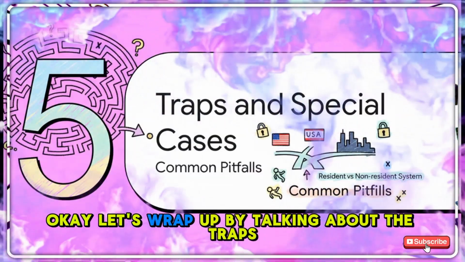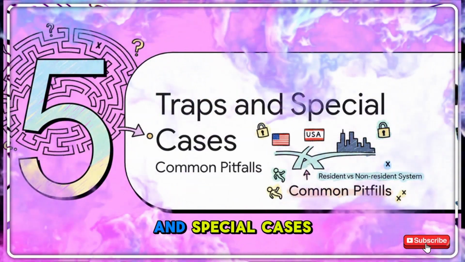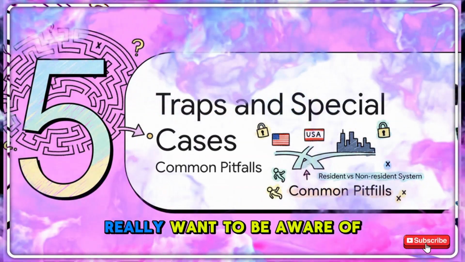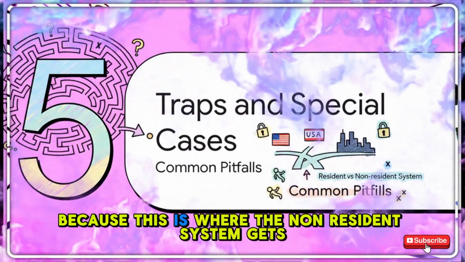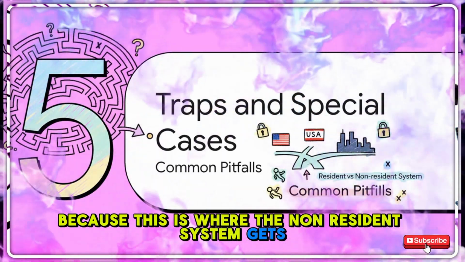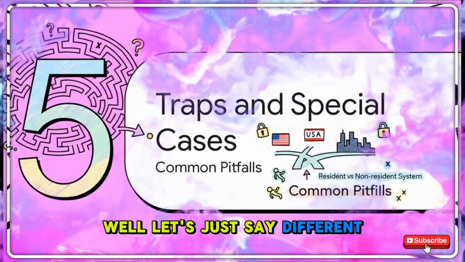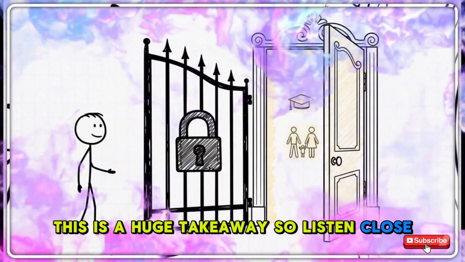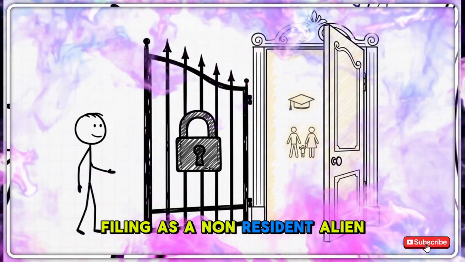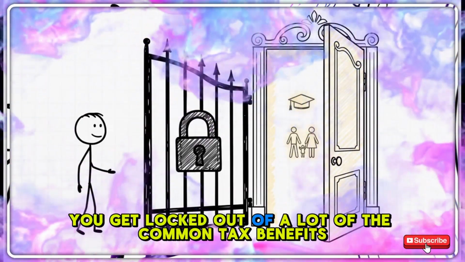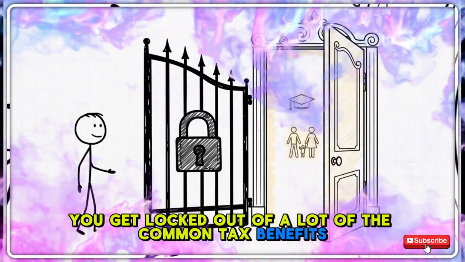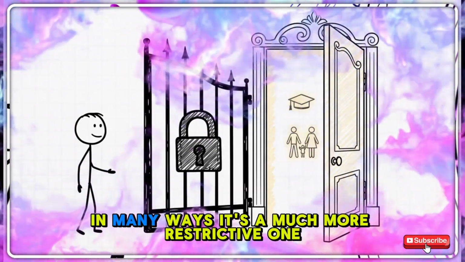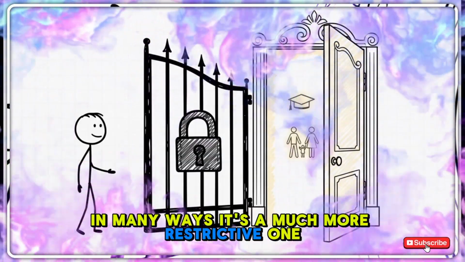Okay, let's wrap up by talking about the traps and special cases. These are the common pitfalls you really want to be aware of, because this is where the non-resident system gets, well, let's just say different. This is a huge takeaway, so listen close. Filing as a non-resident alien means you get locked out of a lot of the common tax benefits that US residents get. It's not just a different system. In many ways, it's a much more restrictive one.